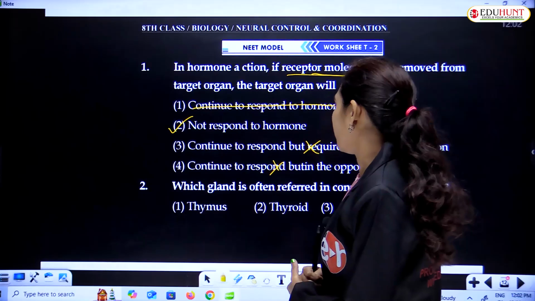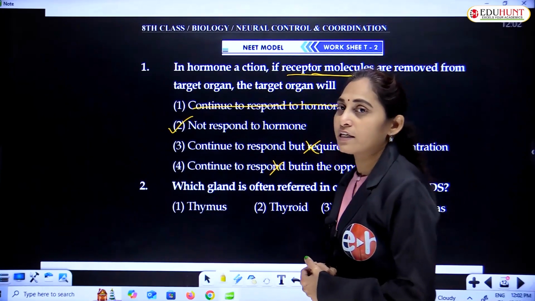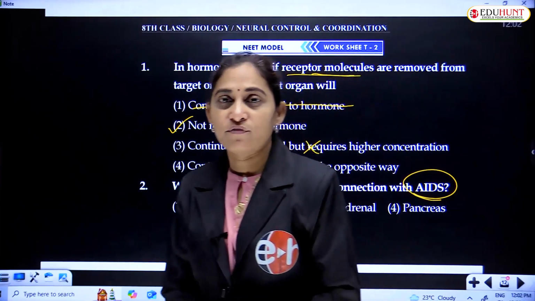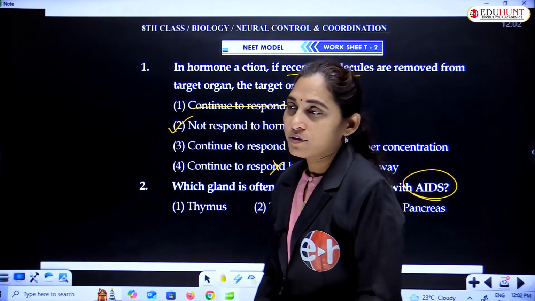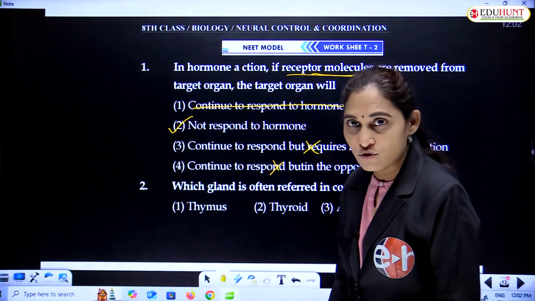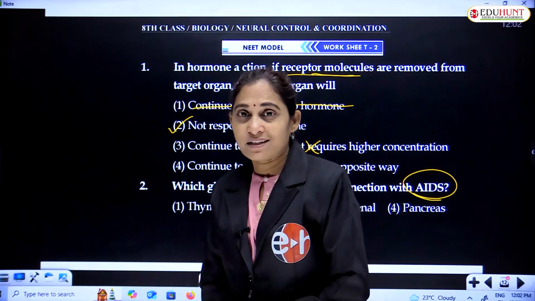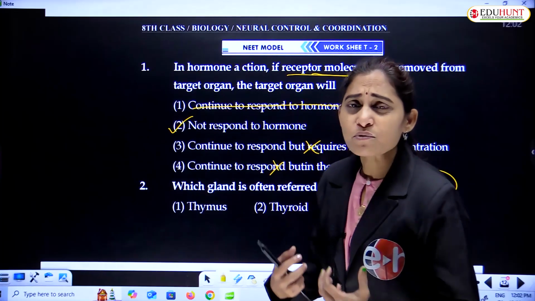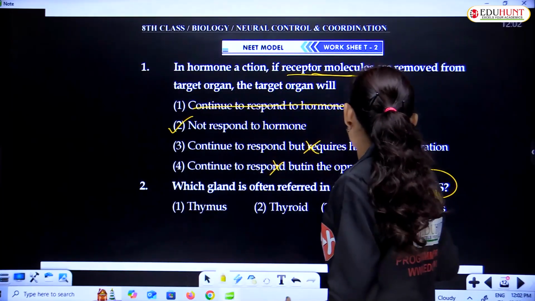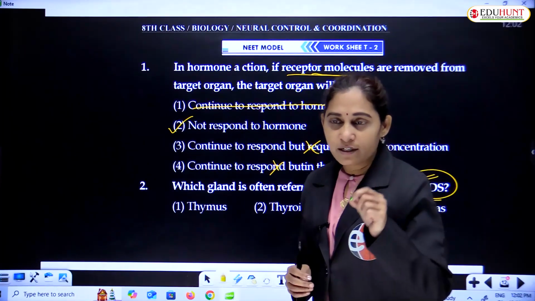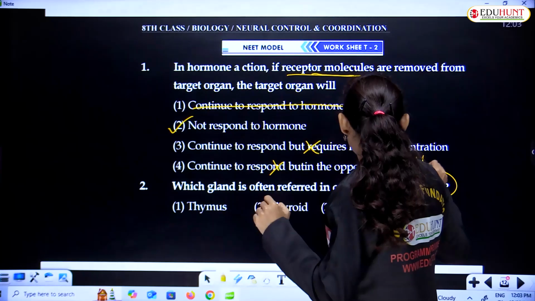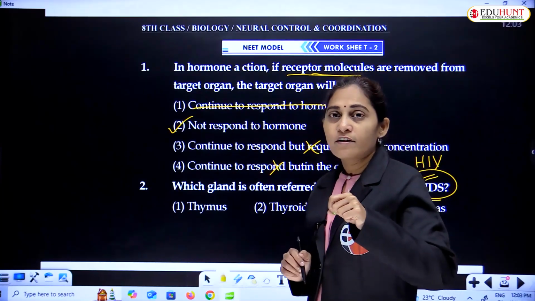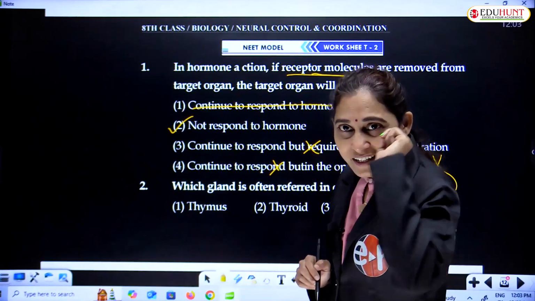Which gland is often referred in connection with AIDS? I hope you all know what AIDS is. AIDS is acquired immunodeficiency syndrome. It's not a disease, it's a syndrome. Why is it a syndrome? Because a group of diseases attack the body, because the body becomes susceptible to various diseases. We are saying immunodeficiency. The causative organism, HIV, human immunodeficiency virus, infects the immune system. It targets the immune system.